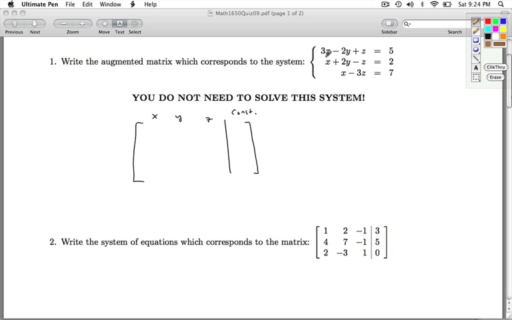So our first row comes from the first equation. I have 3x minus 2y plus 1z equals 5. The next row I have 1x plus 2y minus 1z equals 2. And the last equation I have 1x, 0y, minus 3z equals 7. And that'll do it for number 1.